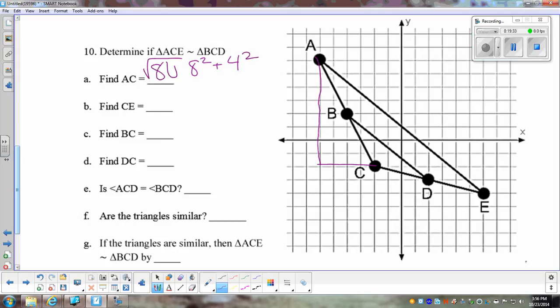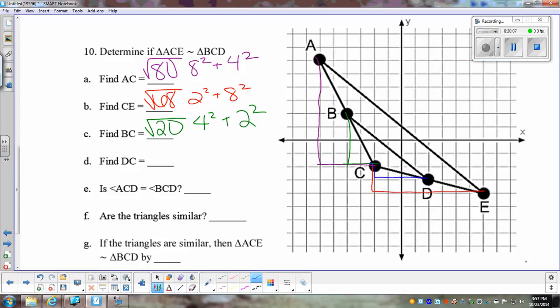This one's the square root of 80. CE, I go down 2 over 1, 2, 3, 4, 5, 6, 7, 8, which is the square root of 68. BC went down 4 over 2, which is the square root of 20.